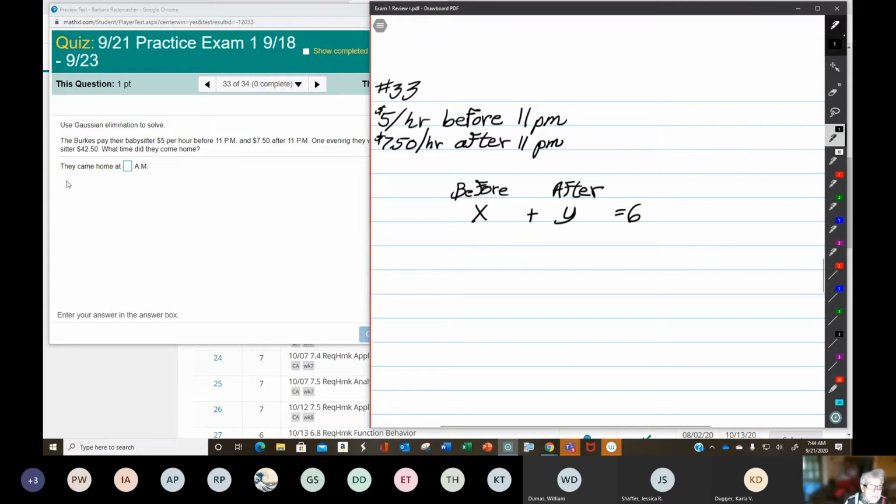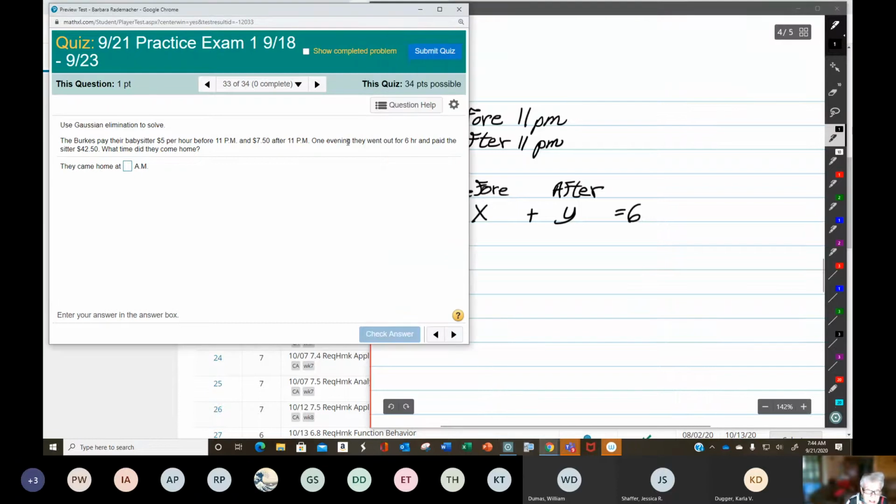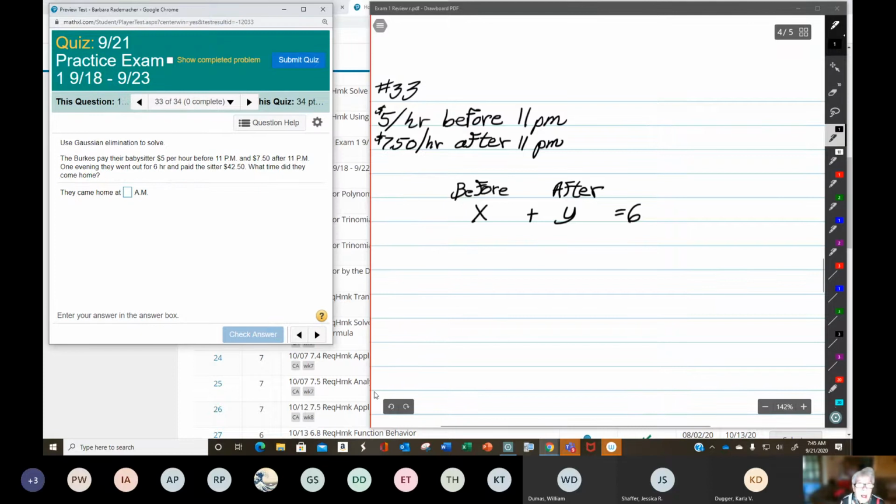Now let's see, one evening they went out for 6 hours. What time did they come home? Okay, one evening they went out for 6 hours and paid the sitter $42.50. Okay, well that means the total amount they paid was $42.50. That would be $5 for every hour before 11 p.m. and $7.50 for every hour after 11 p.m. And that would be $42.50.